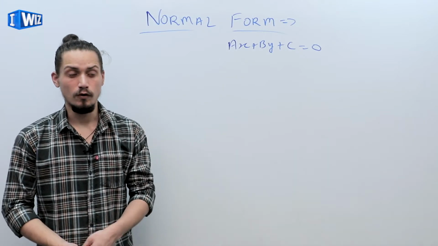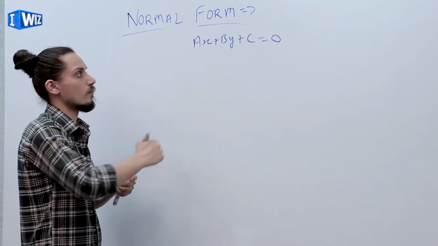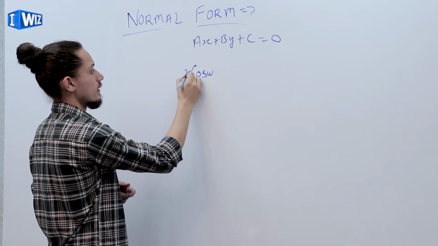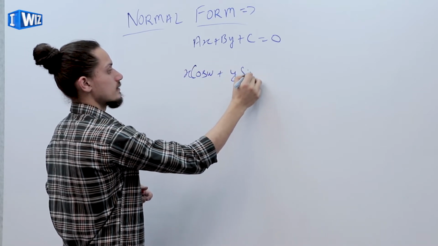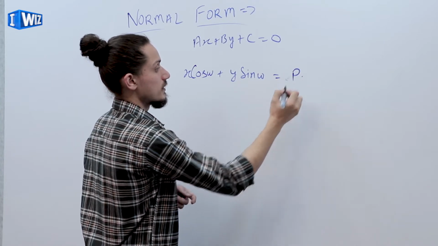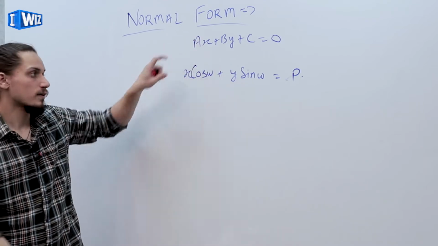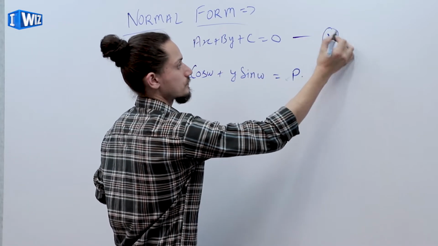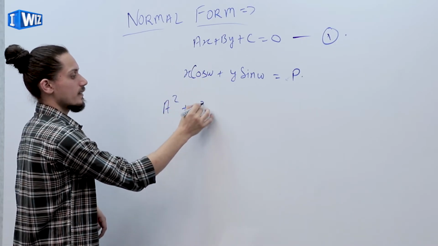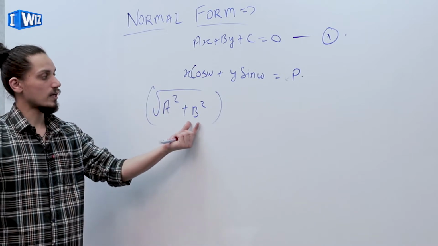Next form is normal form. Now we know the general equation of line is ax plus by plus c, and normal form of this equation is x cos omega plus y sin omega is equal to p. This is the normal form of this equation. But how do we get here from here? What we do, say this is equation 1. We'll take square of a plus square of b and then we'll take its under the root. हमने a square लिया, b square लिया, उसका square root.